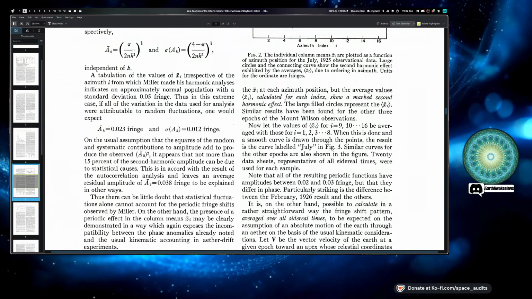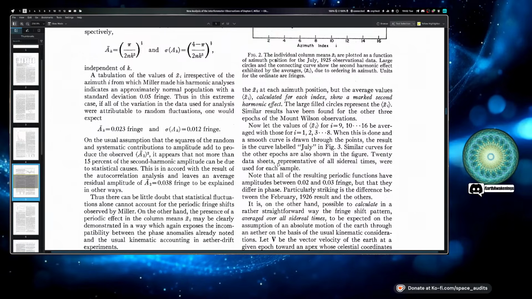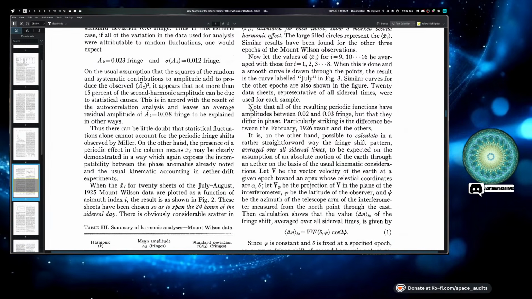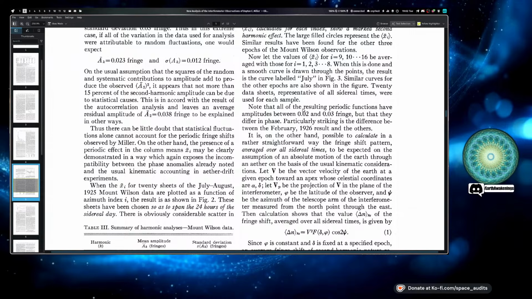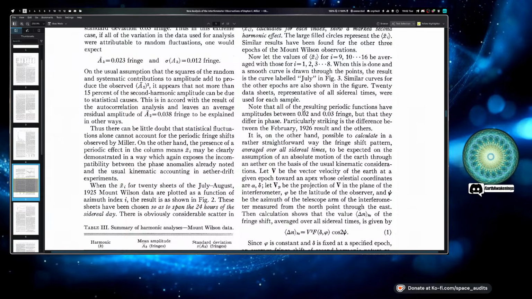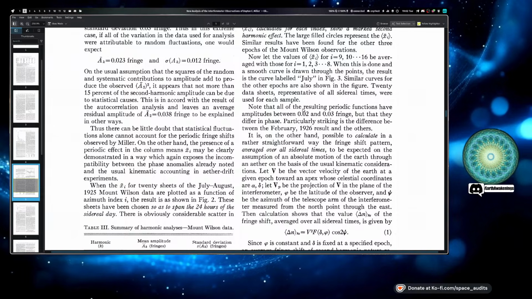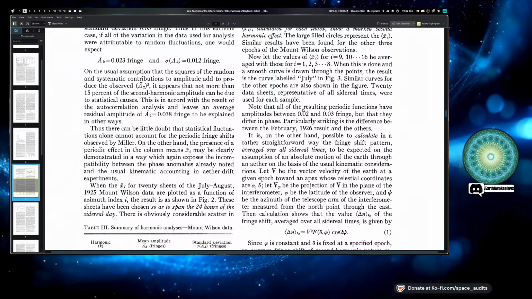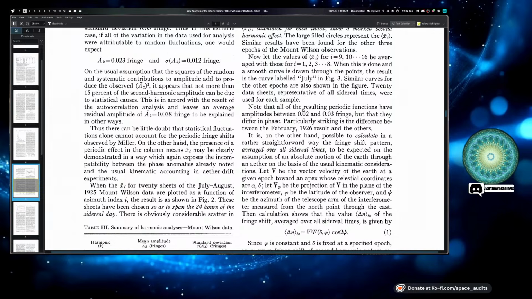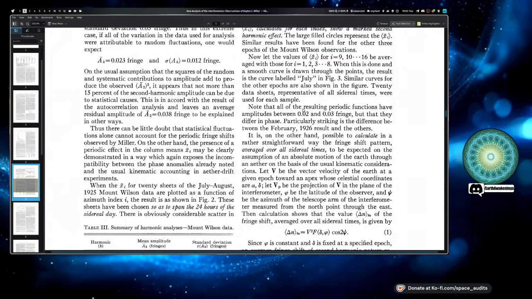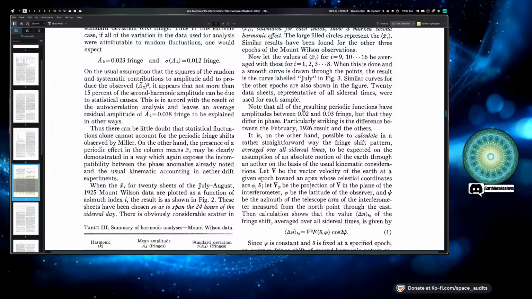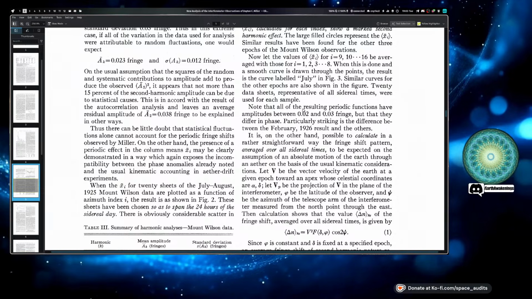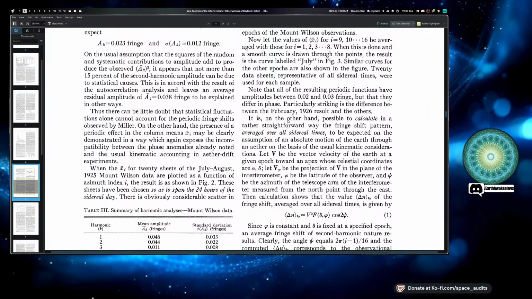Twenty data sheets representative of sidereal times were used for the analysis. Note that the resulting periodic fluctuations have amplitudes between 0.02 fringe and 0.03 fringe. But they differ in phase, practically strikingly so in the difference between February 1926 and the others. Striking is the difference.